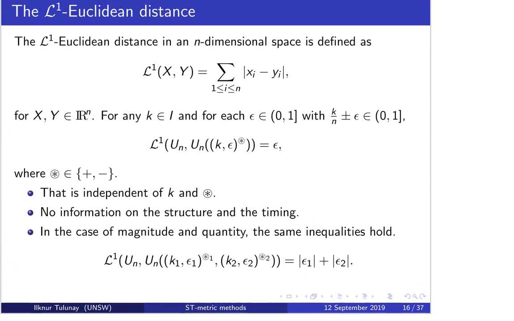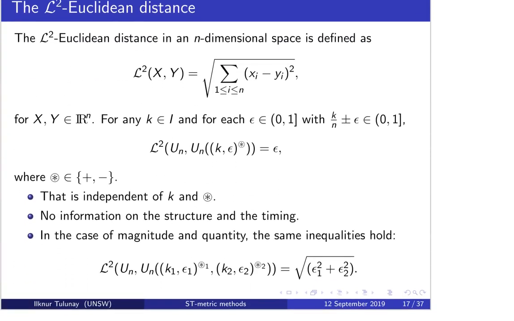So what I'm trying to say is that for L1, for magnitude and quantity, if we change the quantities and we change the magnitude, we will get some information for L1, but for structure and timing we have no extra information for L1. It's the same thing for L2.